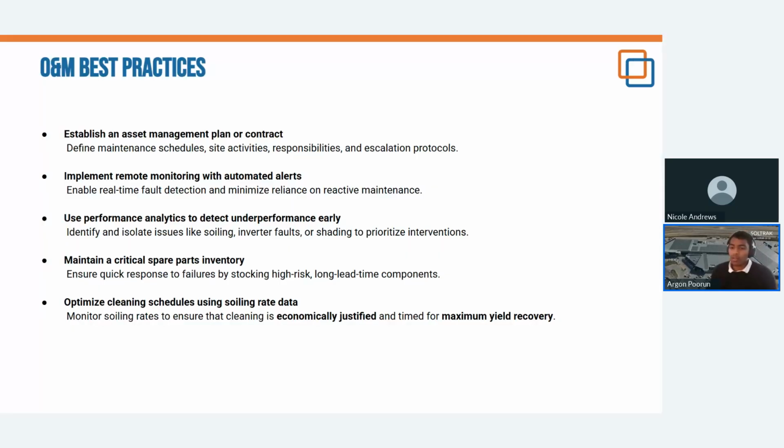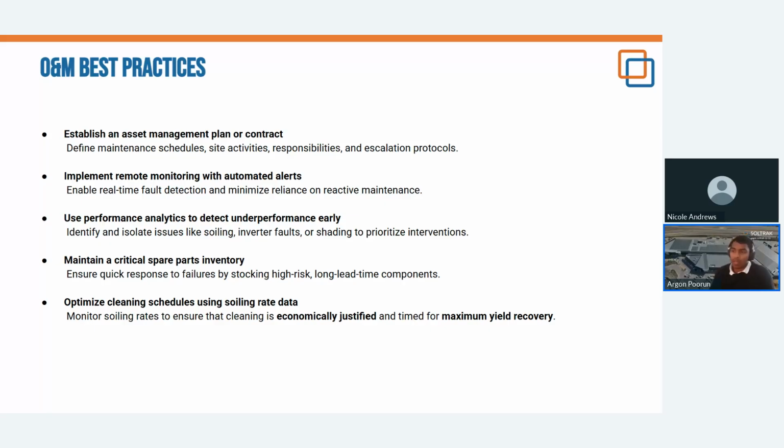Okay, so just in summary then, some O&M best practices. The first would be to establish an asset management plan or contract. As I mentioned, this could be ad hoc monitoring and sending contractors out, or it could be a specific O&M contract where you've defined the maintenance schedules, the site activities, responsibilities, and escalation protocols. So basically knowing how the site is going to be managed and who's responsible.